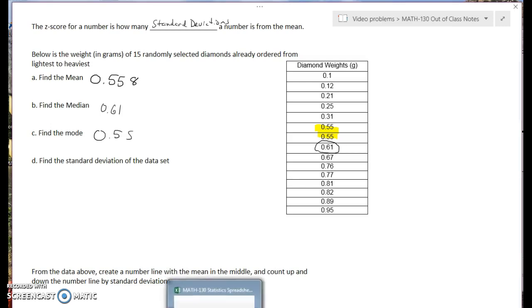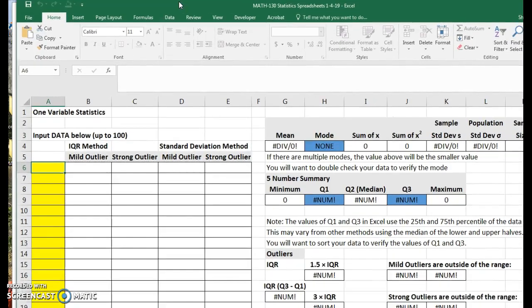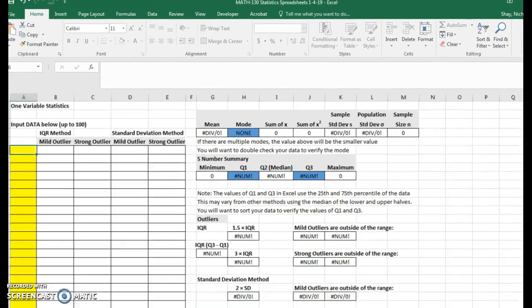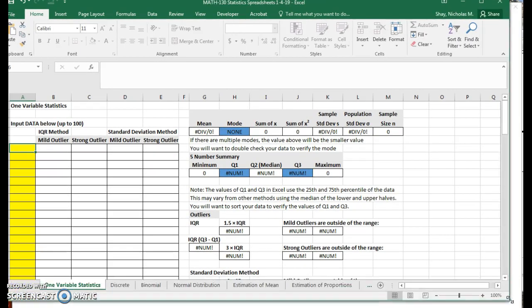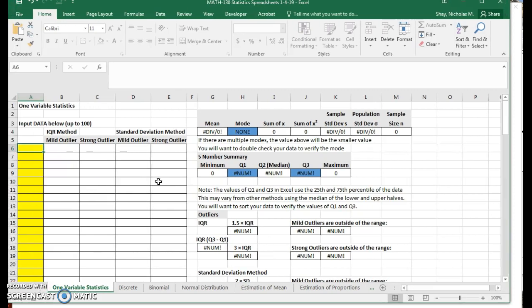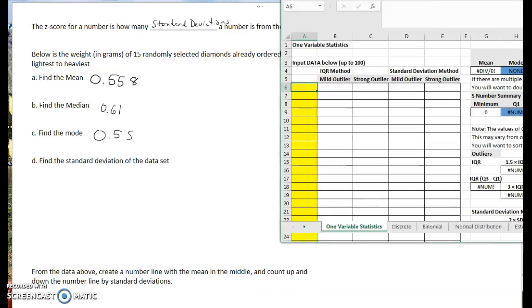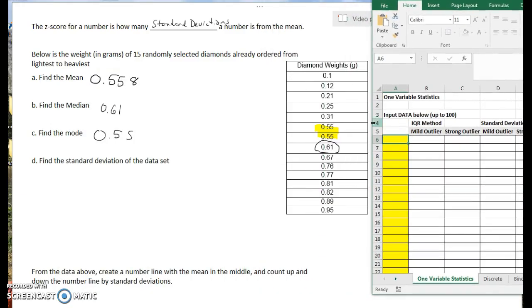In Moodle, you will find this Math 130 Excel spreadsheet. I'm going to zoom out a little bit so you can see all of the values. You want to click on one variable statistics. We're going to put our data in right here on the left-hand side, and then it's going to give us a bunch of values out. So the first thing I need to do is type in all of the values that are right here into this Excel spreadsheet, which I'm going to do right now.